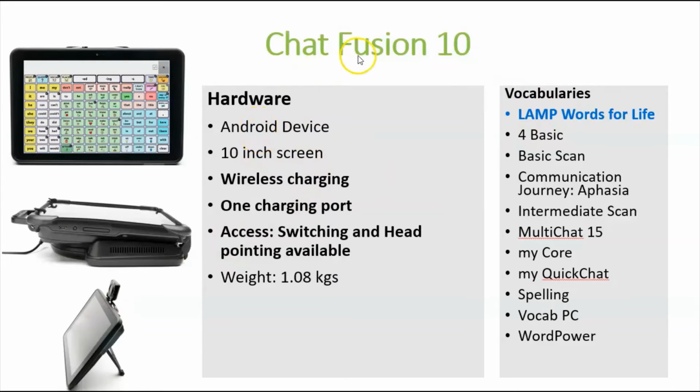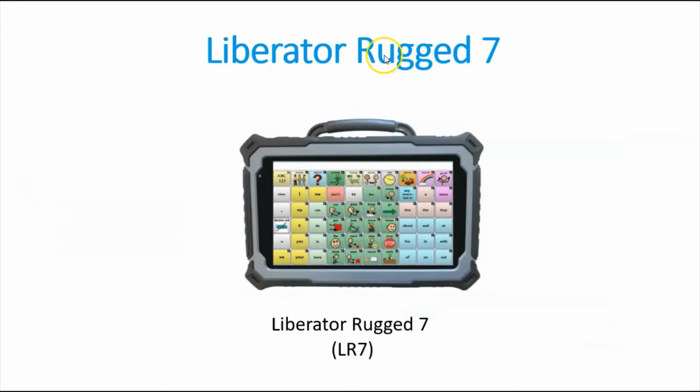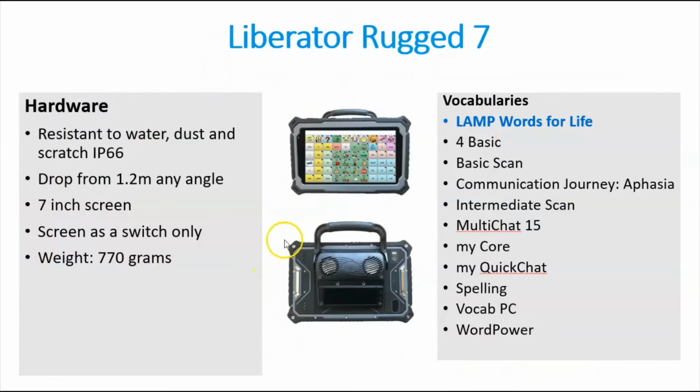And the Chat Fusion 10 weighs the same as the Accent 800, the Accent 8-inch screen. Okay, that brings us to our last device we'll look at today, the Liberator Rugged 7. As you can see here, it is quite a small device, but it is built to endure the most likely abuse from some clients. It comes with LAMP and all the chat vocabs.